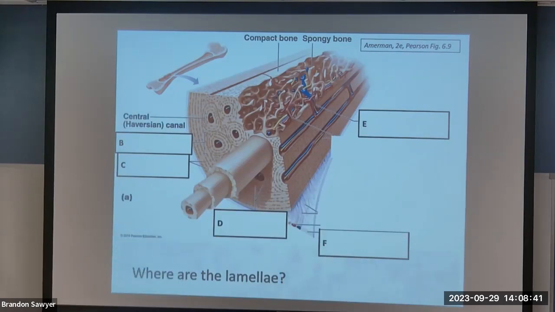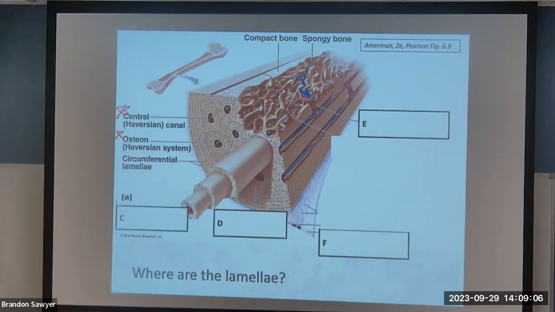So A is just the central canal of one of those osteons. You can imagine that compact bone is just a bunch of those cylindrical structures overlapping each other with central canals that have blood vessels and nerves. B is just one of those full osteons. C is a different type of lamellae called circumferential lamellae that wrap around the whole outside of the bone, right? Those ones don't actually have the central canals. It's just a whole thing that goes around the whole bone.